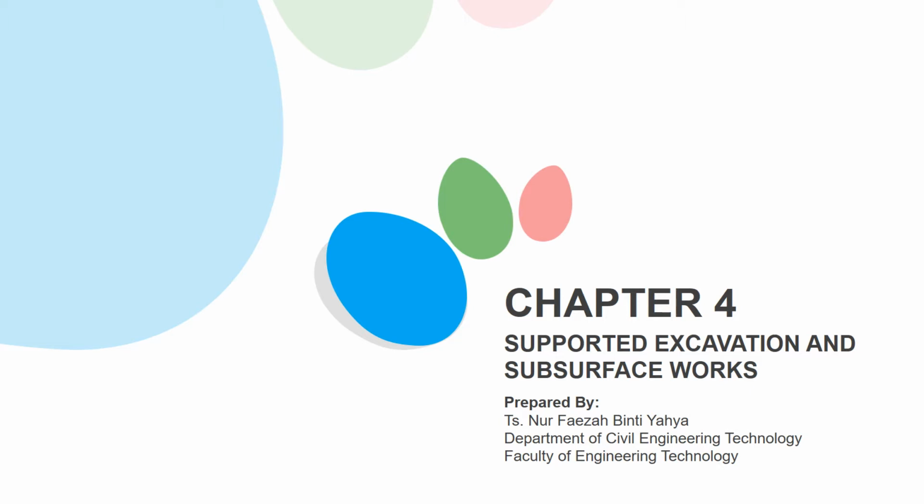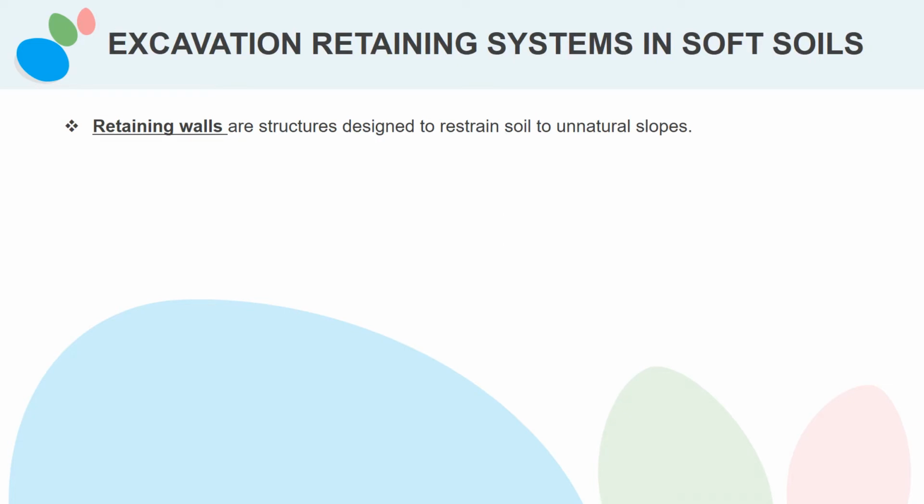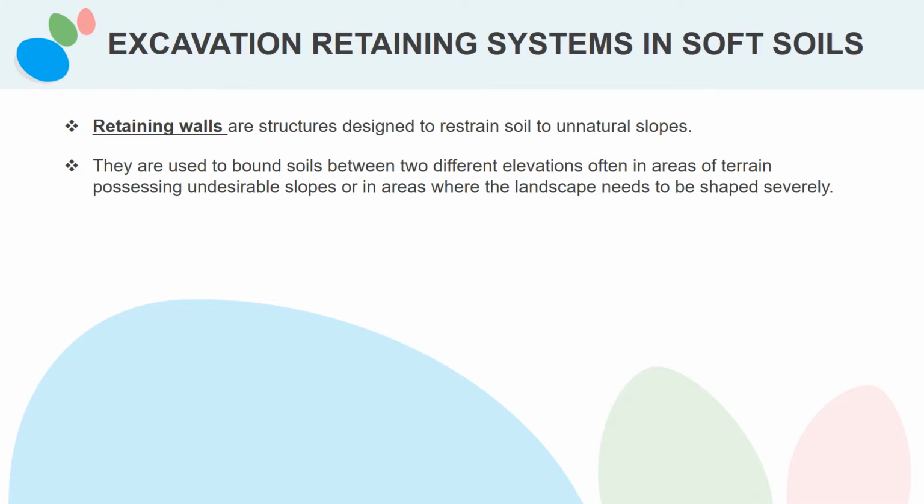We are still in chapter 4 and today we will continue our class on deep excavation retaining systems in soft soils. Let's go. Retaining walls are structures designed to restrain soil at unnatural slopes. They are used to bound soils between two different elevations, often in areas of terrain possessing undesirable slopes or in areas where the landscape needs to be shaped severely.